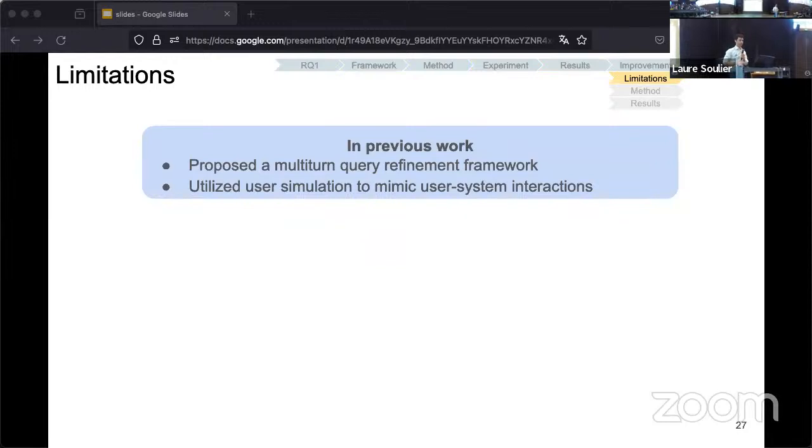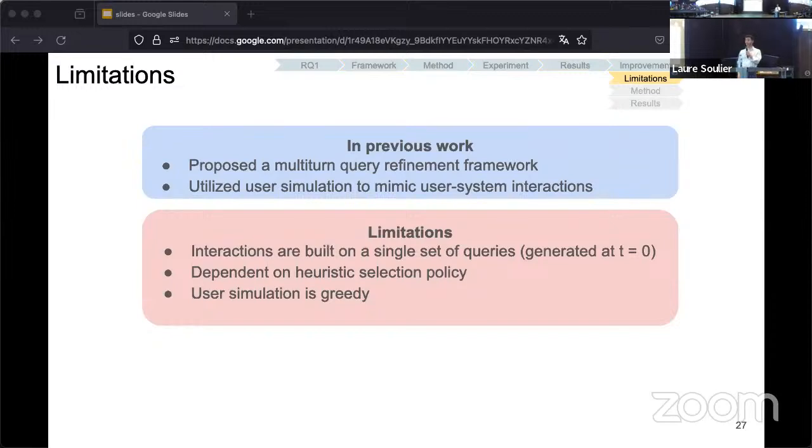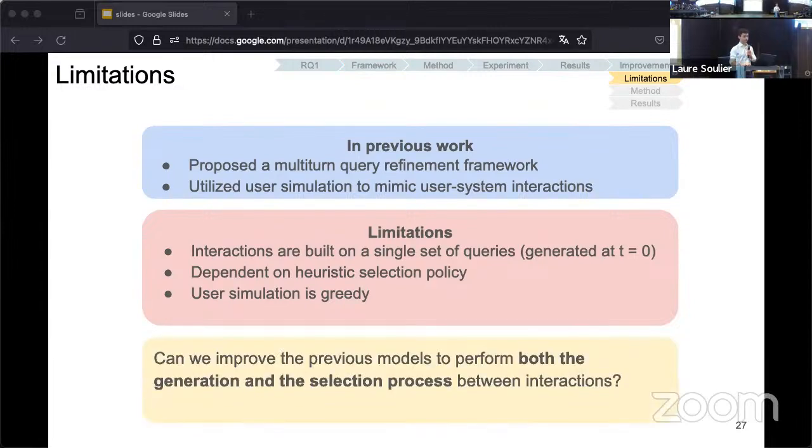In previous work, we proposed a multi-turn query refinement framework, and we utilized user simulation to mimic user-system interaction. The main limitations are that interactions are built solely on the first query entered by the user, and that our model follows a heuristic selection policy. Also, the user simulation in the experiment was greedy, meaning that given an interaction, it always selects the best given reformulation.